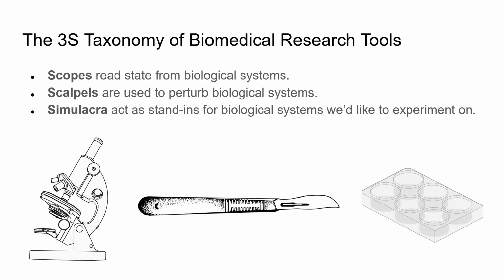Here's this useful taxonomy, I think, to understand biomedical research tools. I call it the 3S taxonomy, and it says that all progress in biology, in the tooling we use to do biology, which is an experimental science, is in one of three categories: scopes, which like a microscope are used to read state from biological systems; scalpels, which are used to perturb biological systems; and simulacra, which are model systems that act as stand-ins that we can experiment on and observe.